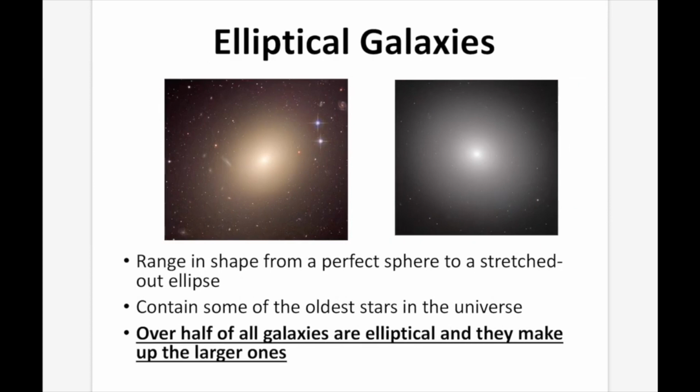Next, we have elliptical galaxies. They range in shape from a perfect sphere to a stretched out ellipse. An ellipse is more like an oval shape. They contain some of the oldest stars in the universe, over half the galaxies are elliptical, and they make up the larger ones. So you can see our elliptical galaxies there and there.